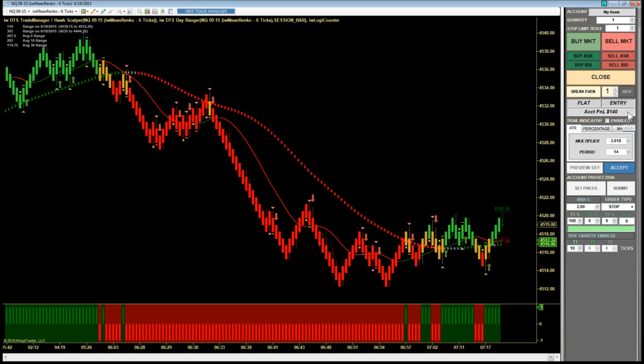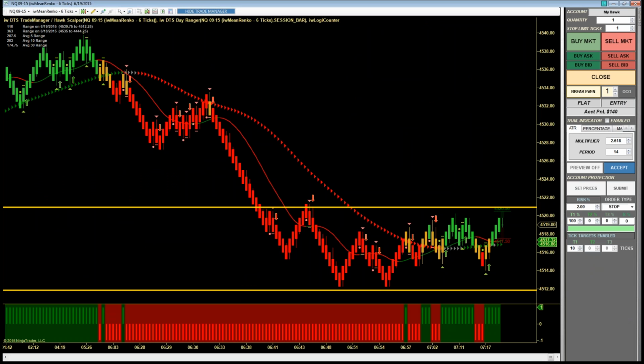Speaking of going sideways, if you were inclined, I suppose you could do an OCO order. We do have a fairly tight little range looking something like that. You could simply buy above and sell below. It's treated as a channel.